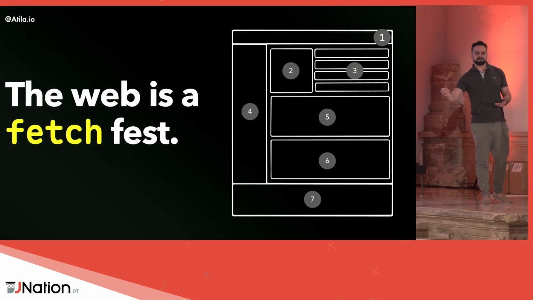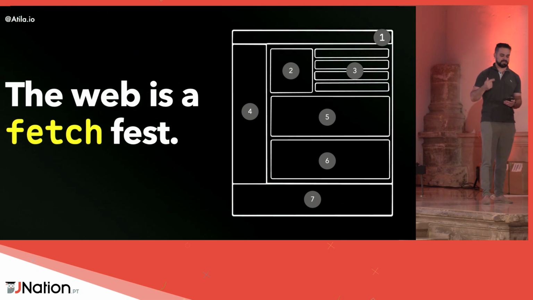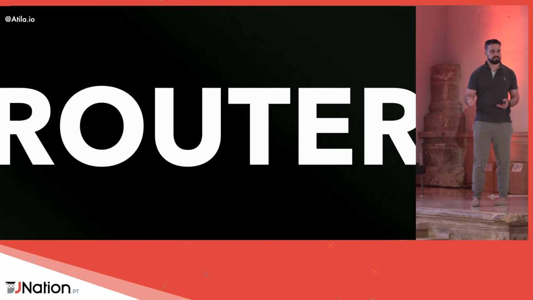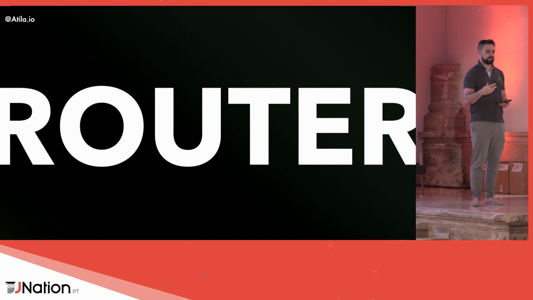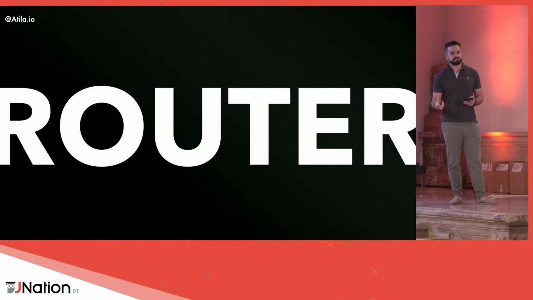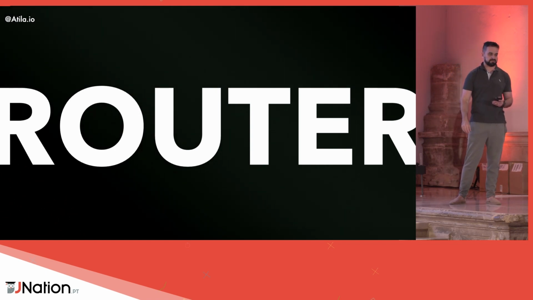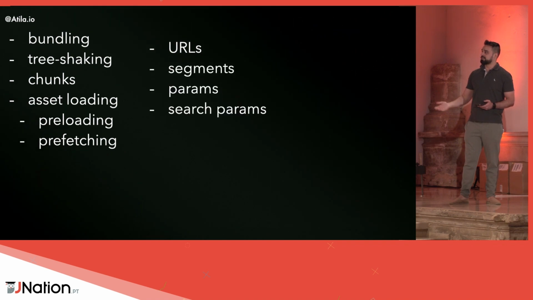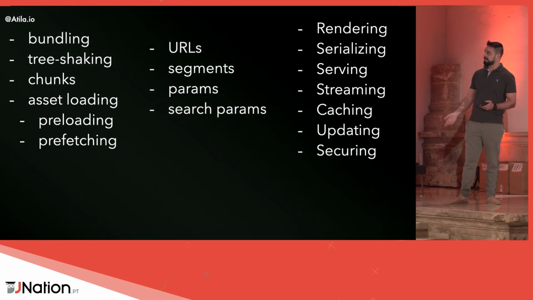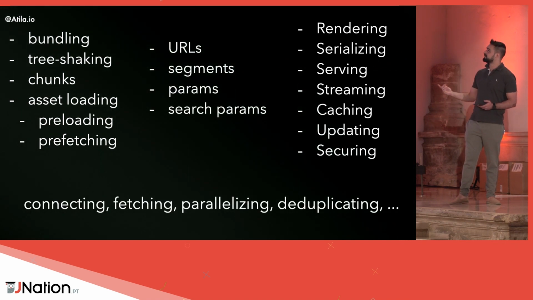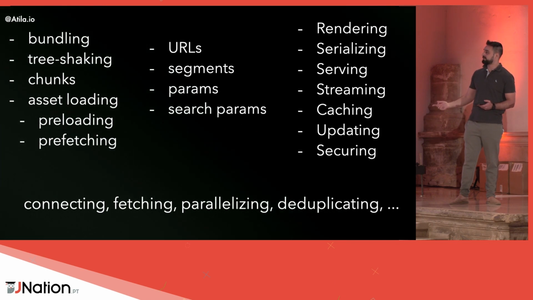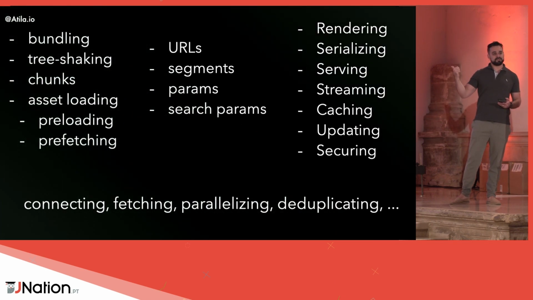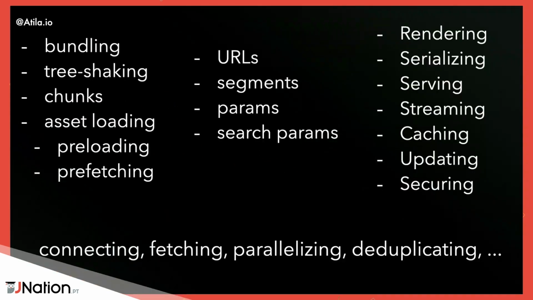That can be fast, imperatively, but then that means we need to deal with a lot of other stuff, namely the router. So what frameworks do now is they create a router for us. They create the whole logic and architecture for the router. And that means they do bundling, tree shaking, chunks, asset loading, preloading, prefetching, URLs, segment URLs, params, search params, rendering, serializing, serving, streaming, caching, updating, securing. And then they connect, they fetch, they parallelize, and they deduplicate. So that's the kind of things we need to do if we don't use a tool for our router.